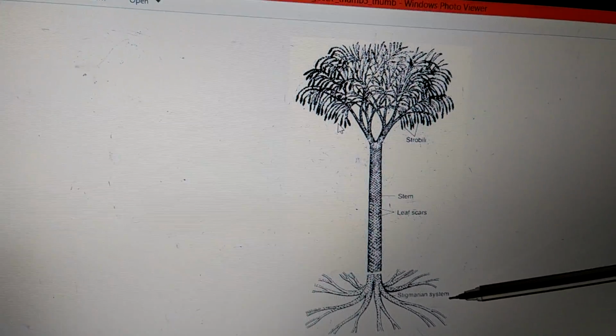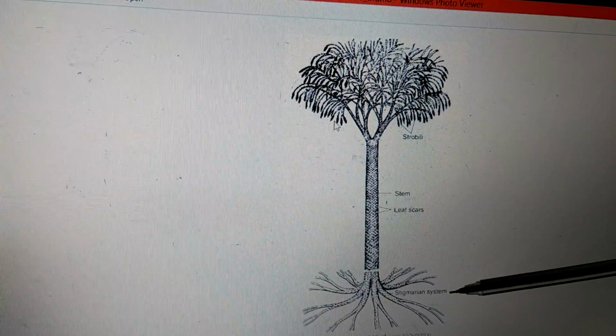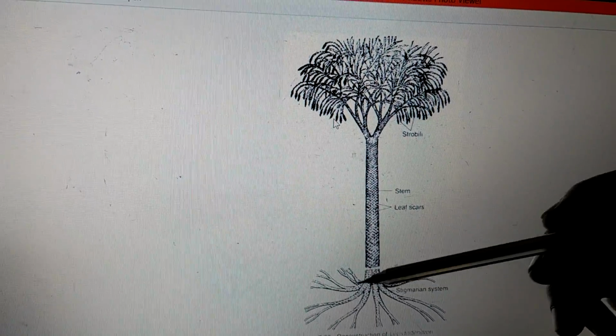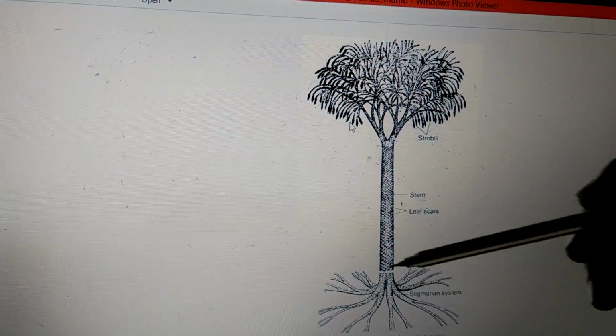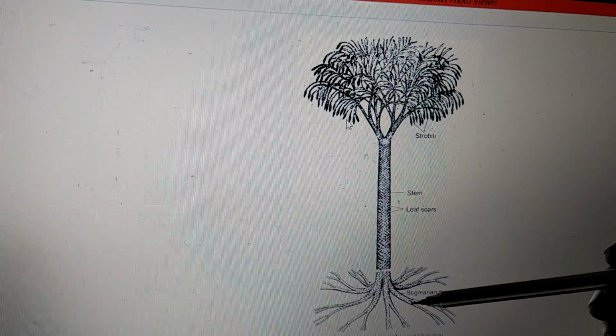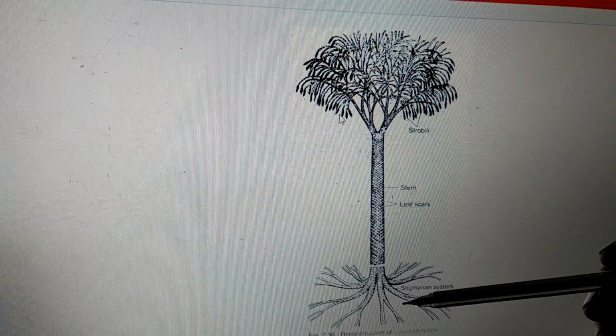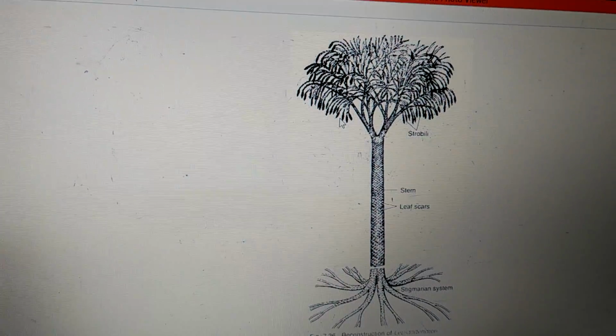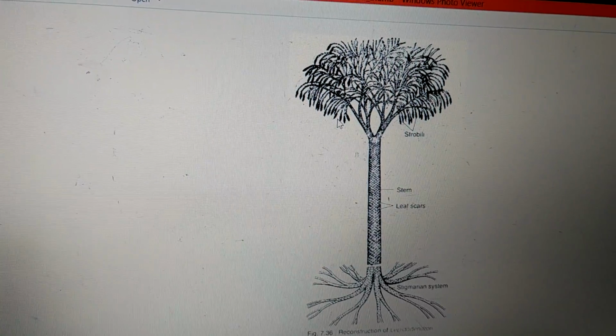Stigmarian roots are like shoot like rootlets. These are actually shoots. These shoots grow underground, so they are going to act as roots. So these are commonly called shoot like rootlets, adapted to serve the function of a root.